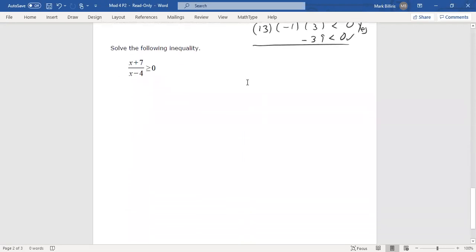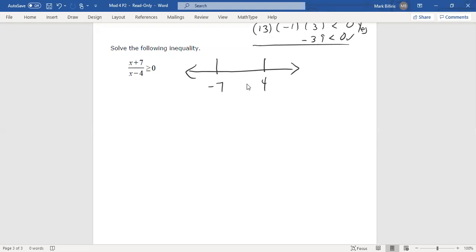So my last example, we do the same thing even though it's a division problem. We find the zeros or our boundary points. So we have a boundary point at -7 because -7 plus 7 is 0. And we have one at 4 because 4 minus 4 is 0.